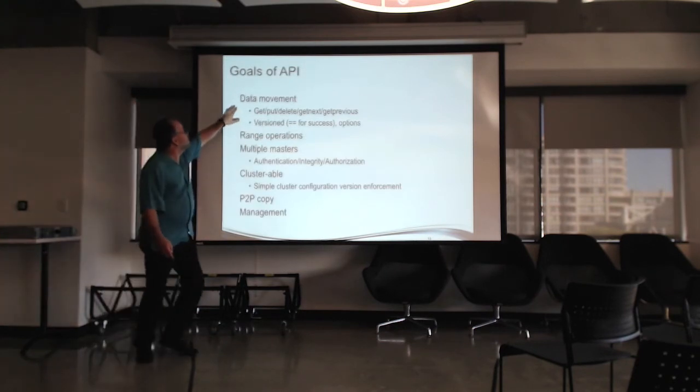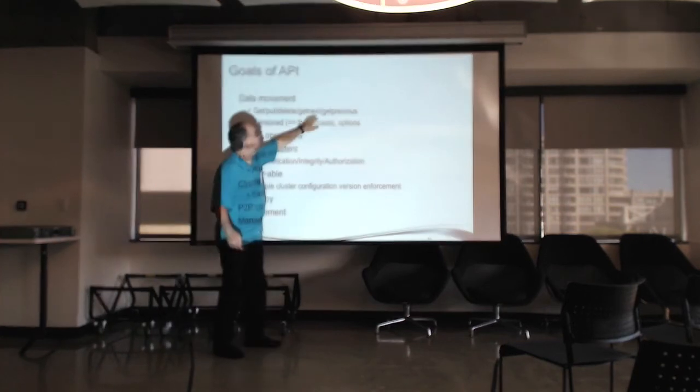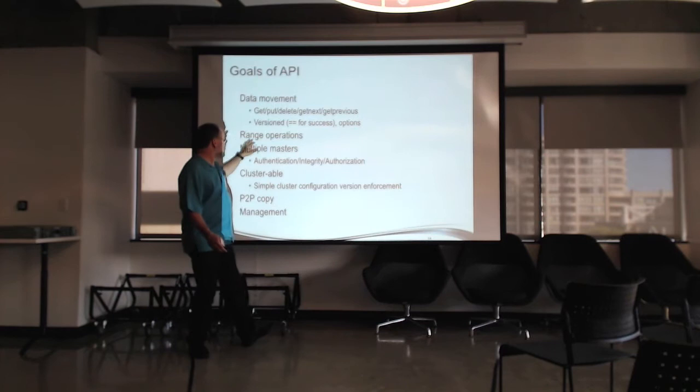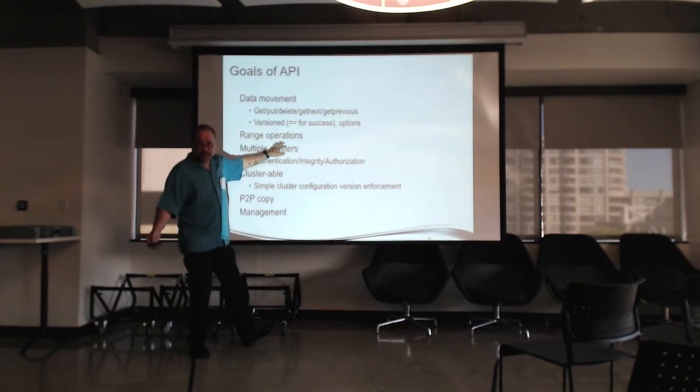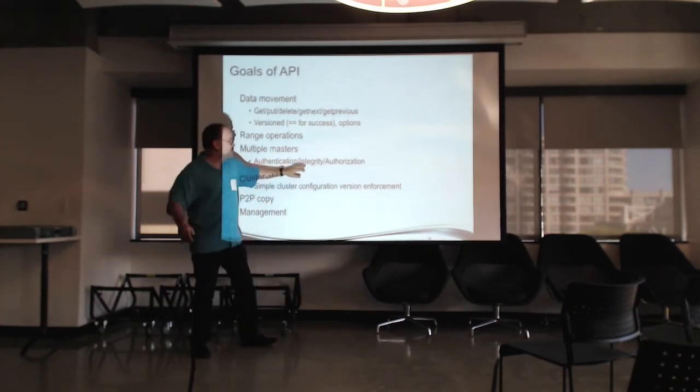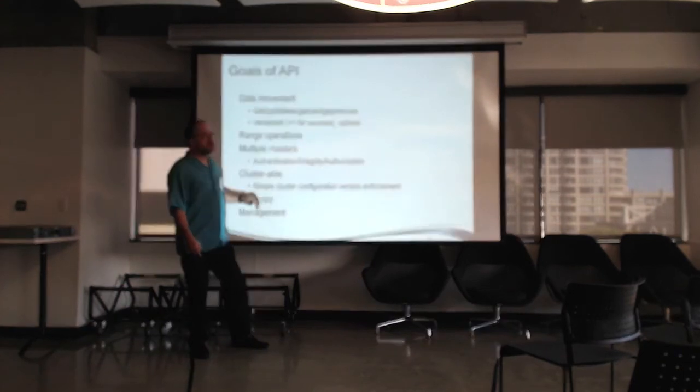The API allows data movement: get, put, delete, get next, get previous. It has version, equal version for success. The range operations tell me all the keys between A and B. It allows multiple masters, and I'll talk about the authentication, the integrity, and the authorization in a few minutes. It really is clusterable.